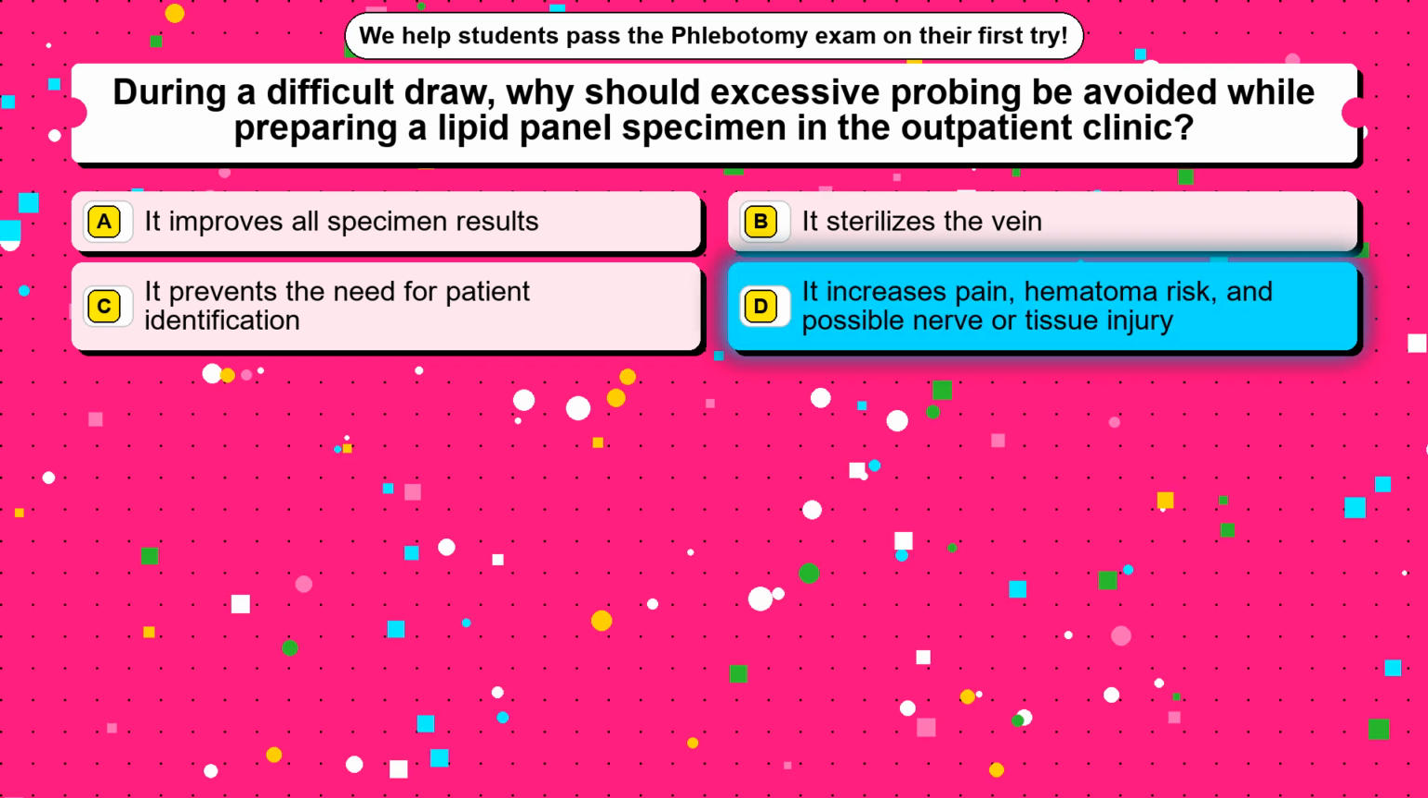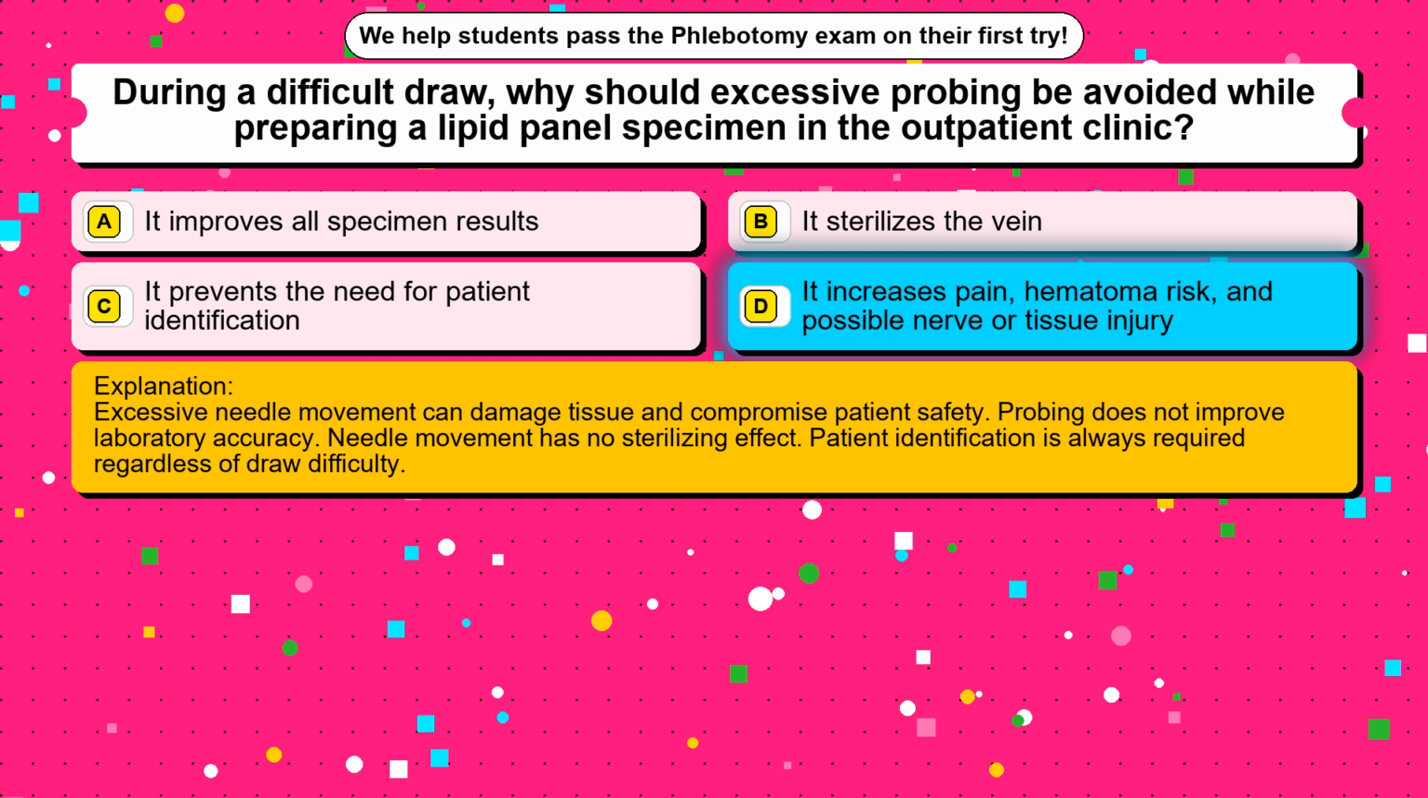The correct answer is option D. It increases pain, hematoma risk, and possible nerve or tissue injury. Excessive needle movement can damage tissue and compromise patient safety. Probing does not improve laboratory accuracy. Needle movement has no sterilizing effect. Patient identification is always required regardless of draw difficulty.